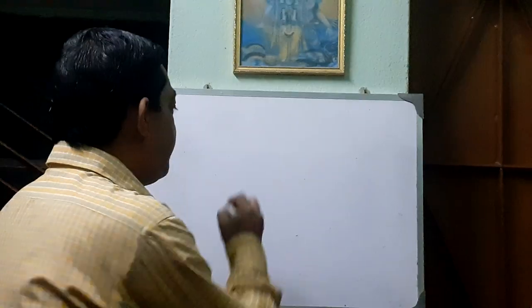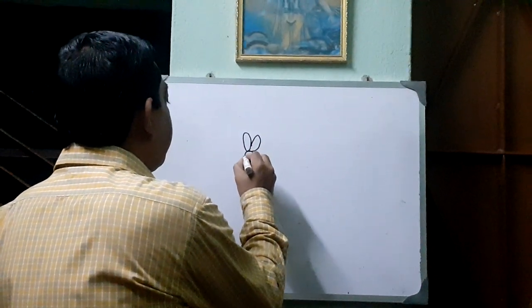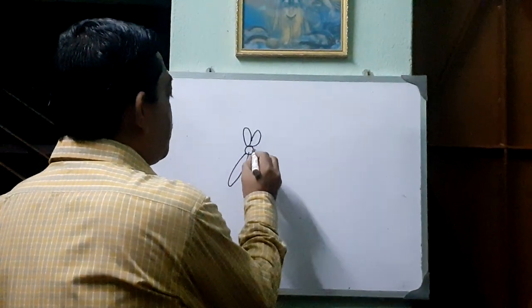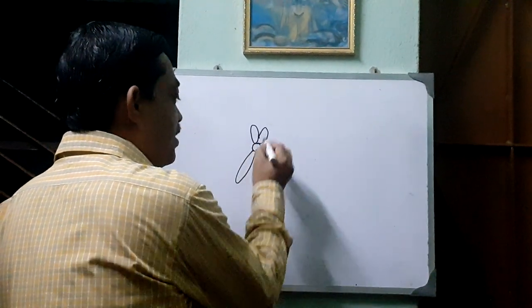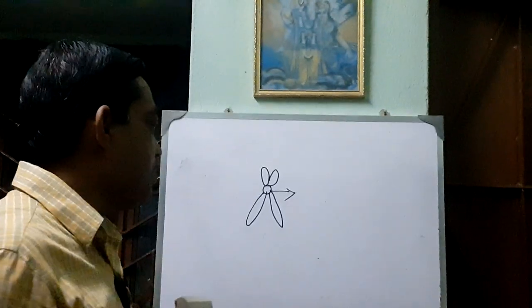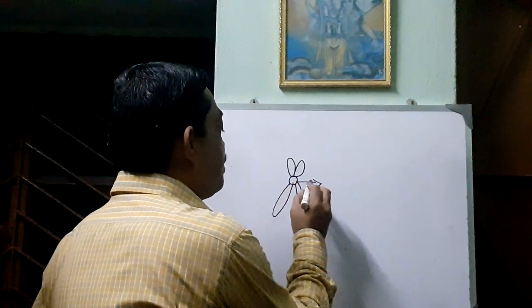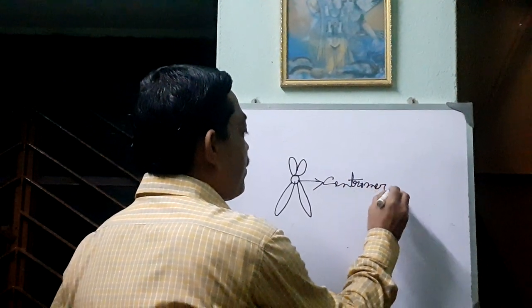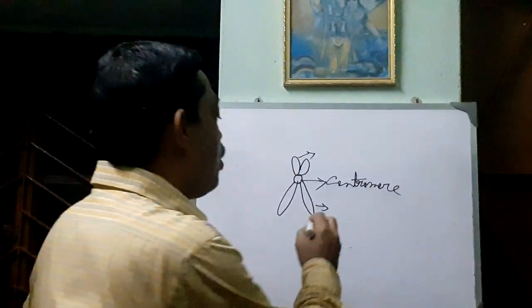Now, what is the structure of the chromosome? We have seen it like this. This central hinge part is the hinge of the chromosome. Two chromosomes of the same type are present there, which is called homologous chromosomes. The central part of the chromosome is called the centromere, and these two arms of the chromosome are called chromatids.